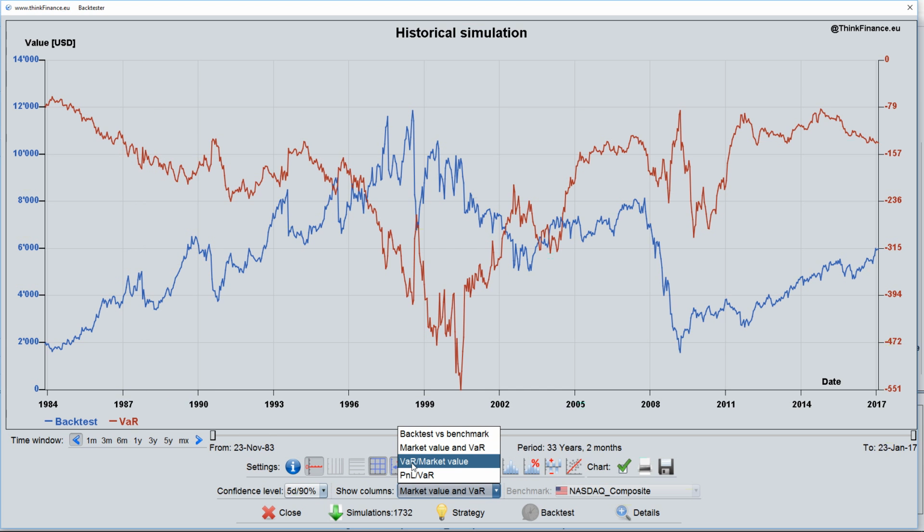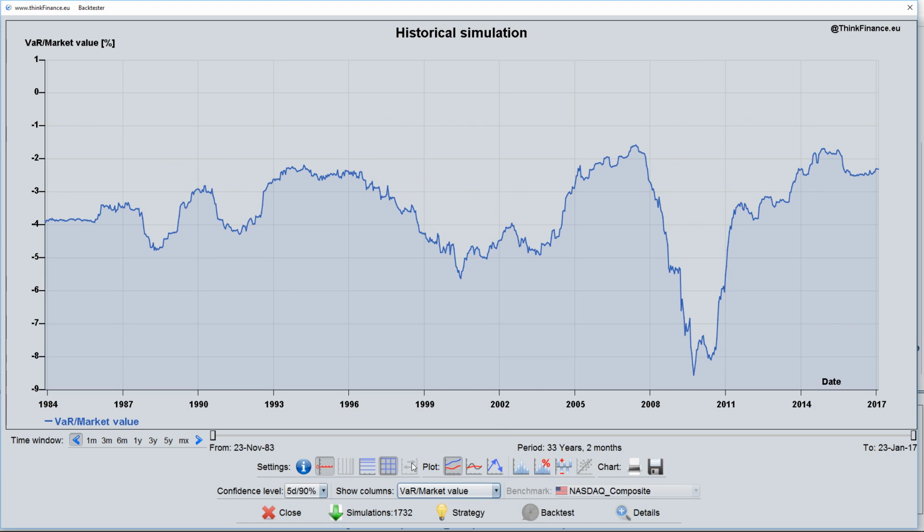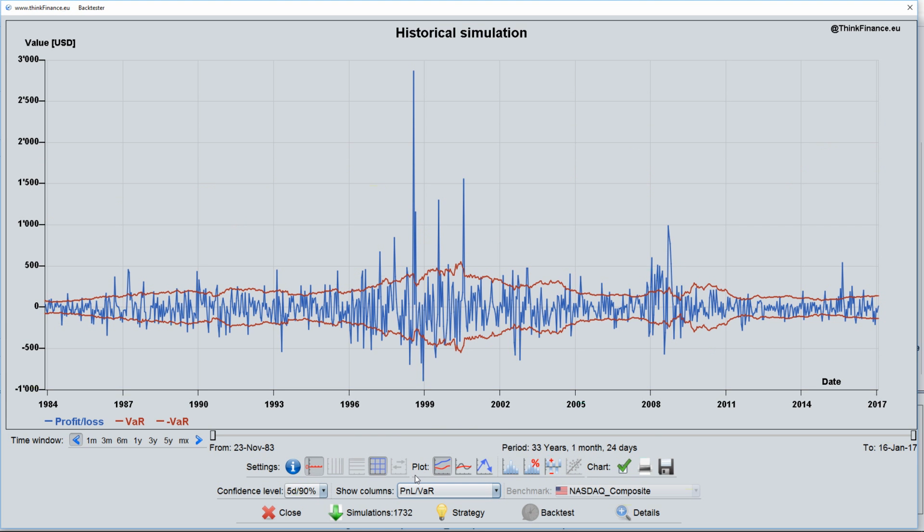You can also look at the value at risk divided by the market value, which is basically the relative riskiness of the book back in time. And you can look at the realized P&L versus the value at risk, which you see here. And this chart shows you in which weeks the realized P&L exceeded the value at risk estimate at the beginning of the week. So these are the so-called backtesting exceptions, which are these spikes here.